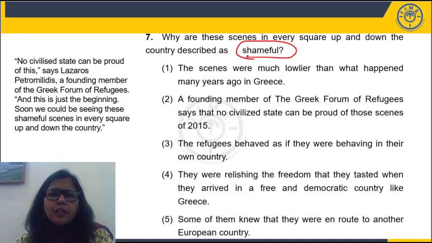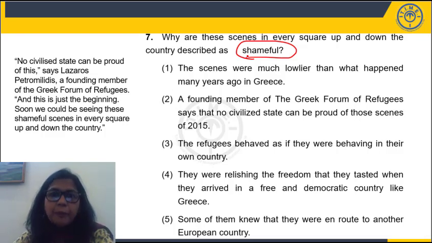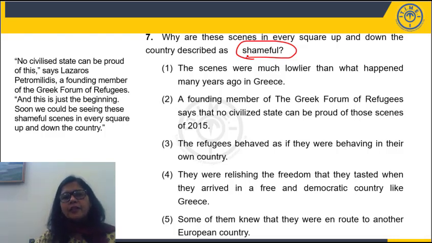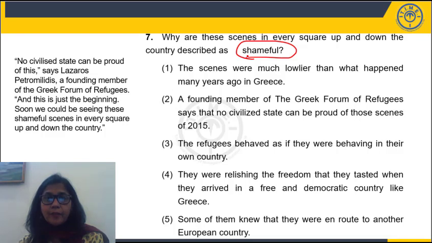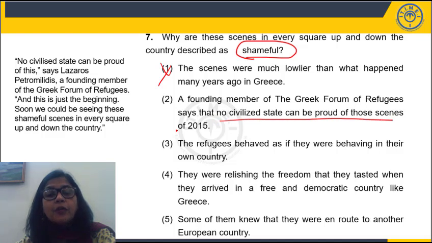Shameful scenes of the refugee families, homeless and making the square their temporary home, you can say. Yes. On the lookout for employment or a place to sleep in the night. Fine. So here, the first option says the scenes were much lowlier than what happened many years ago in Greece. There is no comparison over here. Right? A founding member of the Greek Forum of Refugees says that no civilized state can be proud of those scenes of 2015. Definitely, right from here.